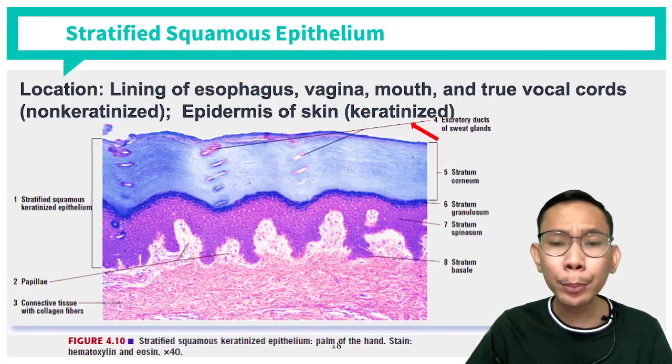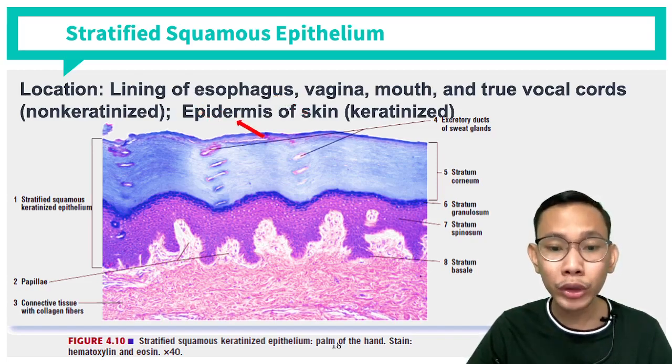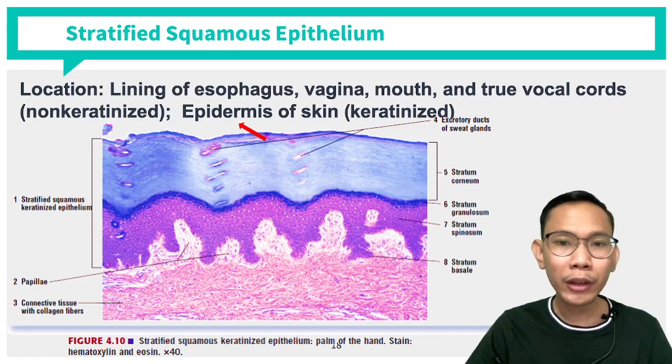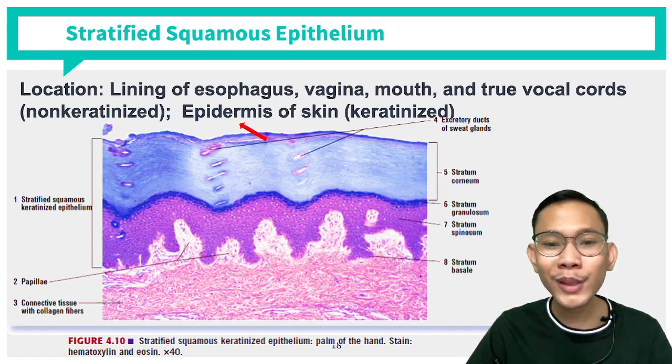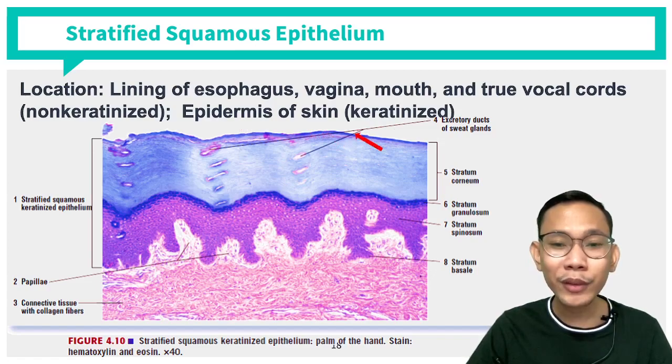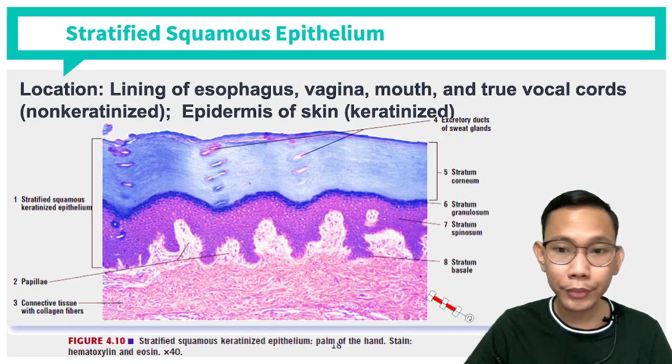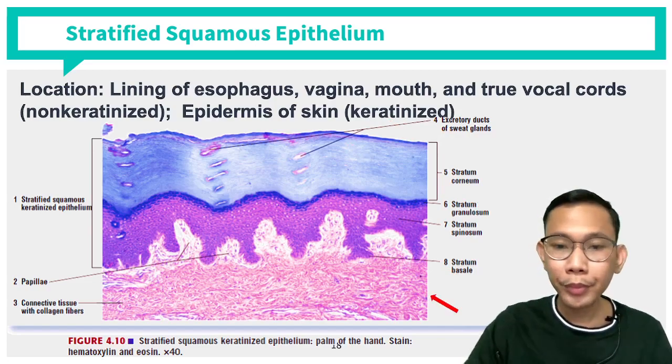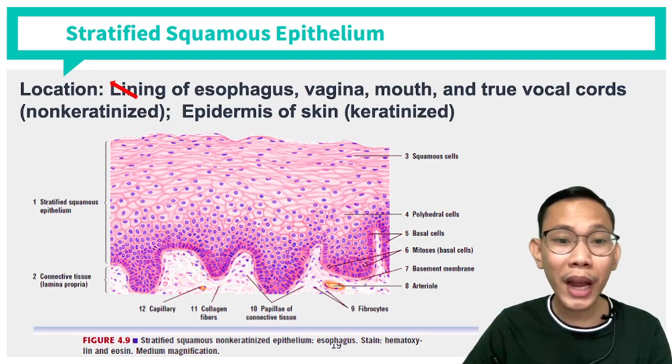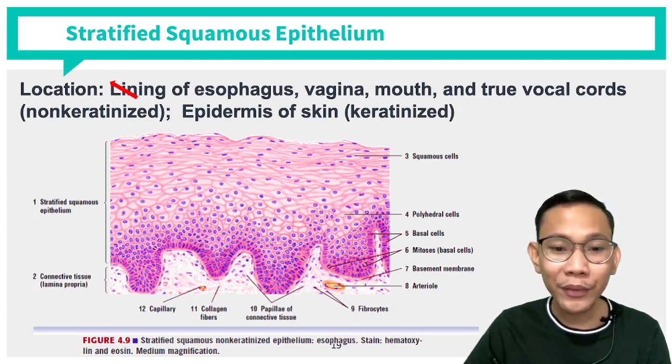So, Doc, what is the purpose of this keratin in your skin? The purpose of this keratinized part of your skin is actually added protection against abrasion. And remember, your palms and your soles have thicker skin because of the presence of your keratin. Now let's proceed with your stratified. Another example, this is a stratified squamous non-keratinized epithelium. Remember, they contain now your live surface cells.